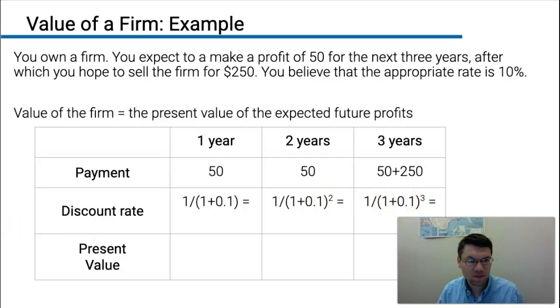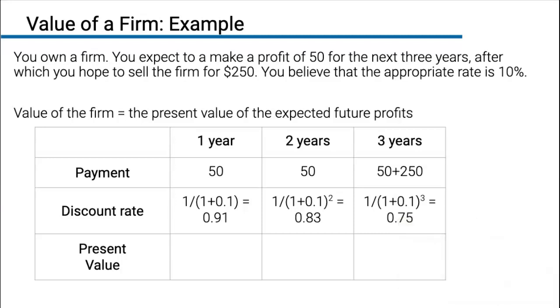Now I'm going to perform this intermediate calculation and actually calculate those discount rates. And so what I'm getting is 91 cents per dollar if you have to wait for a year, 83 cents per dollar if you have to wait for 2 years, and finally 75 cents per dollar if you have to wait for 3 years.